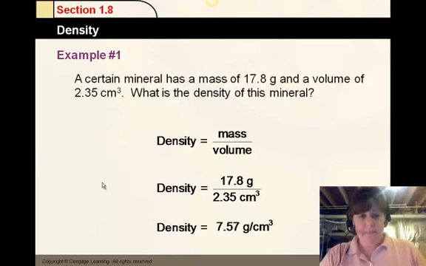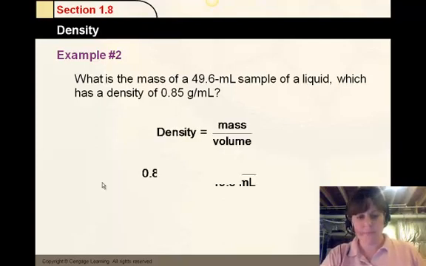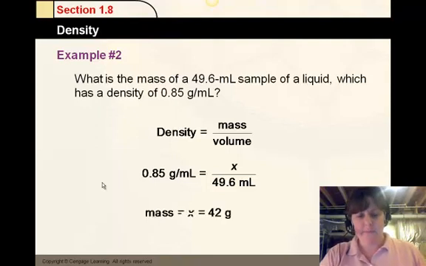Okay, here's another one. What is the mass of a 49.6 milliliter sample of a liquid which has a density of 0.85 grams per milliliter? Again, plug and go. Solve for the missing piece. The unit has to be a unit of mass, and hopefully you know that's grams. 42 grams. Why 2 sig figs? Think carefully. Which number is the smaller? 0.85, right? It has 2 sig figs, so the answer is 42.